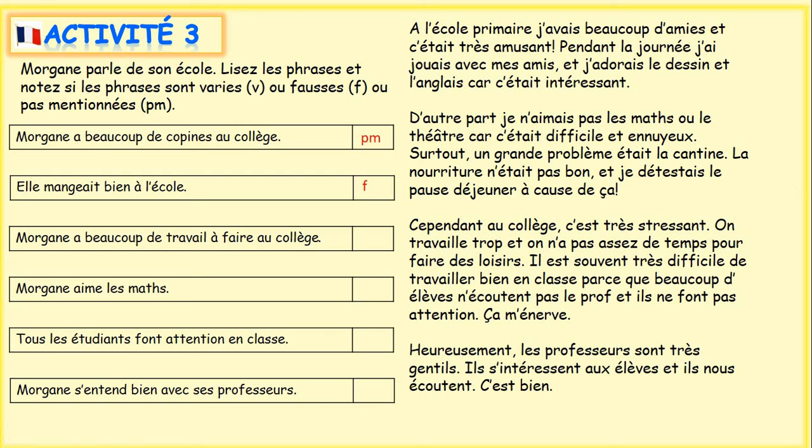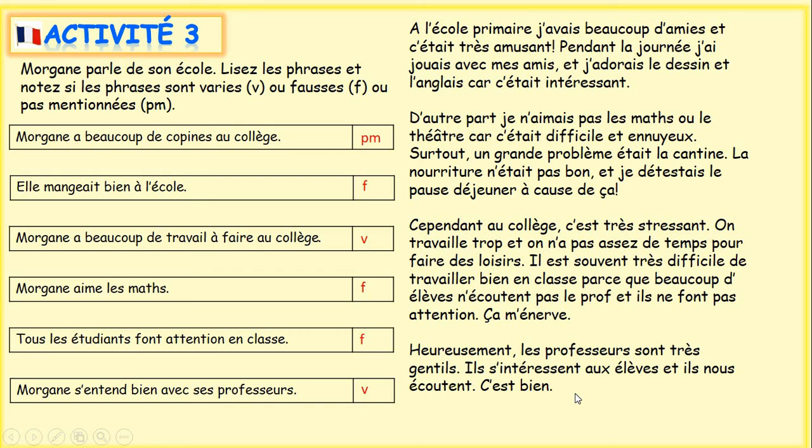Morgan a beaucoup de travail à faire au collège. That is vrai. She says, on travaille trop. We work too much. Morgan aime les maths. That is faux. Tous les étudiants font attention en classe. That is also faux. She mentions that students do not listen and therefore do not pay attention. And Morgan s'entend bien avec ses professeurs. That is vrai. It's in this bottom box here.